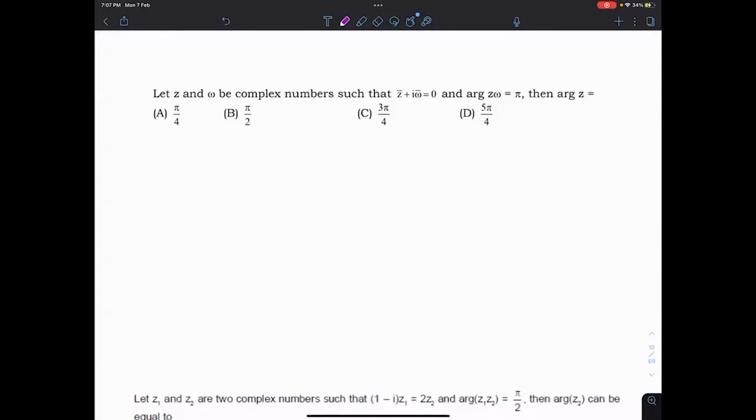So let us see this. What is that one? Z bar plus i times omega bar. Omega means not cube root of unity here. Okay. And they have given argument of Z omega. Argument of Z omega is pi. Then they are asking argument of Z. Okay. Now you see, very simple one. Let's say argument of Z is theta 1 and argument of this W, whichever is there, is theta 2.